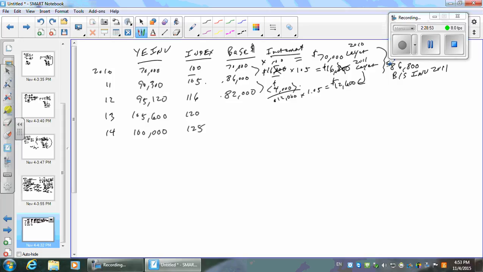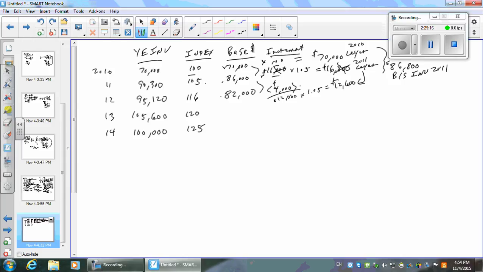No. I mean, what you had is a 70,000 layer. And then you had another 16,000 layer to make the 86. But the 16,000 layer cost $1.05 each, 105% as much. So it was 16.8 plus the 70, which cost $1 each. This year I only have 82 left.